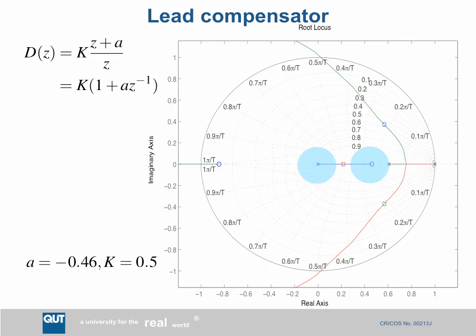So the lead compensator is pretty simple. It's z plus a over z, and I can rewrite that as 1 plus a times z to the minus 1. So that is the discrete time version of a lead compensator. And the particular parameters that I chose: a is equal to minus 0.46. So that puts the 0 at plus 0.46 on the real axis of the z-plane, and I chose a loop gain of 0.5 to give me those closed loop poles.